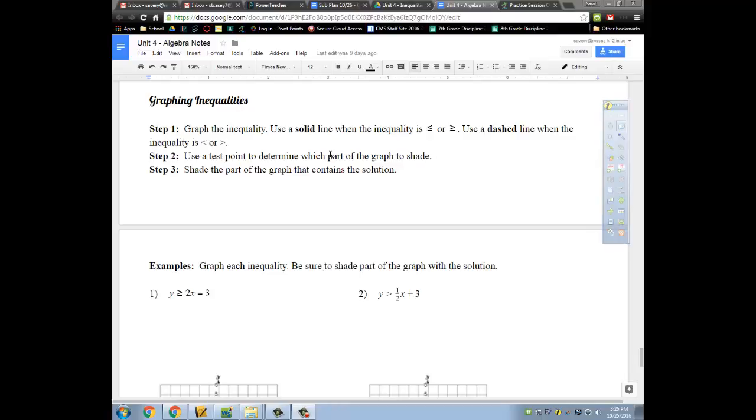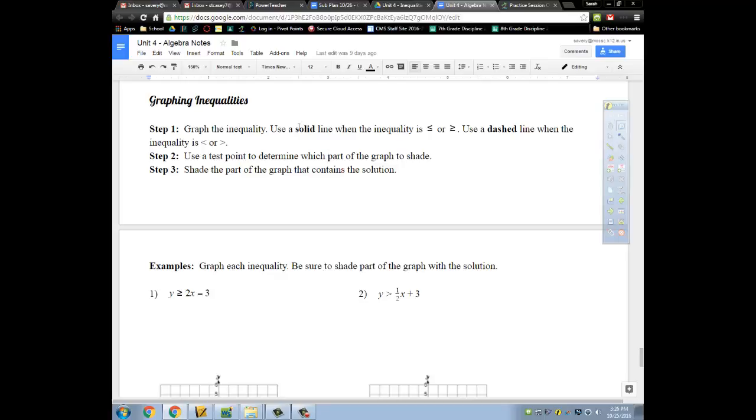Okay, we're going to be graphing inequalities today. I know we're used to graphing on the number line, but here we're going to actually graph it on a real graph. There are a few steps, but it's going to be a lot like when we graph equations. We're going to graph inequalities using the same rules that we use when we graph equations.